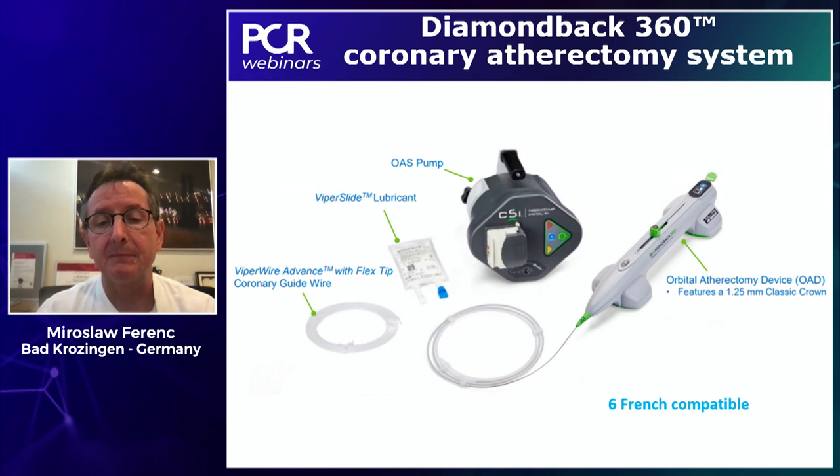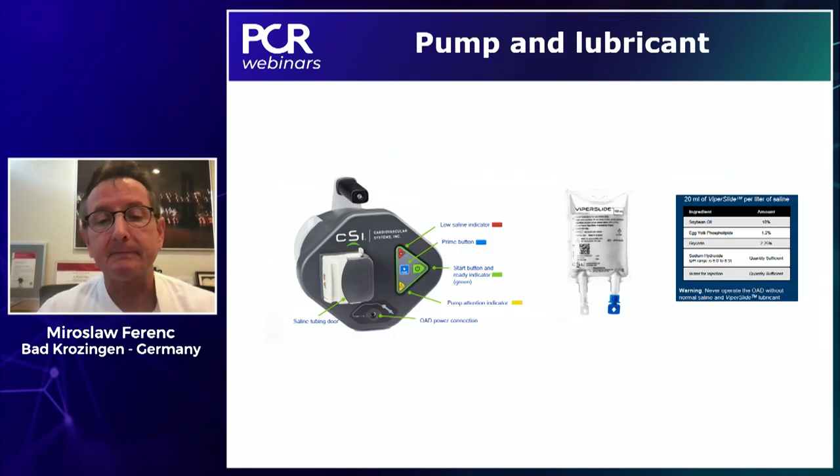You need the pump, you need the device, and on the end is the crown. You need some fluid, a lubricant, which is used for glide assist, so you can go with low speed, very easily, with the crown to the vessel in the guiding. Finally, and I think this is also a point for discussion later on, there is also the new ViperWire, which is over 3 meters long and has excellent qualities. And this is again the pump, and this is the lubricant.